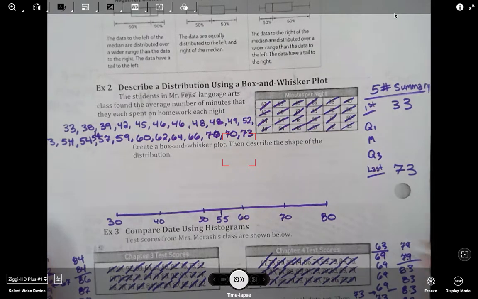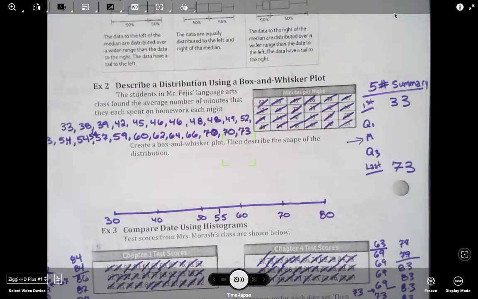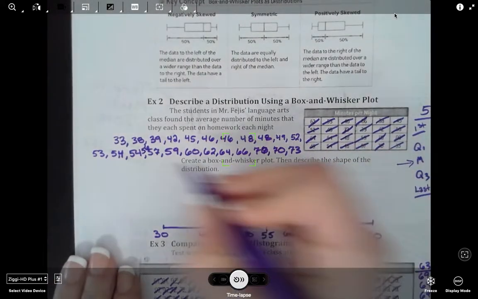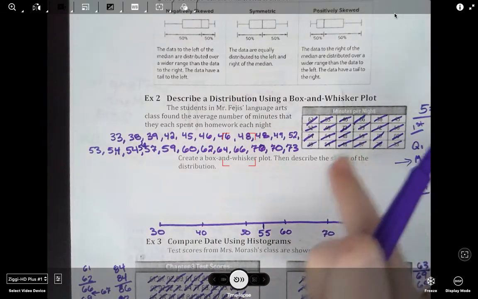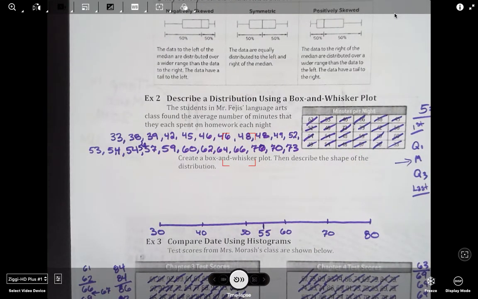Now, we need to find the median. What's a median? The middle number. A lot of people, when you do this, start crossing off: cross, cross, cross, cross. How many numbers do we have here? 24. What would be the middle number? Between the 12th and 13th number. Does that make sense?